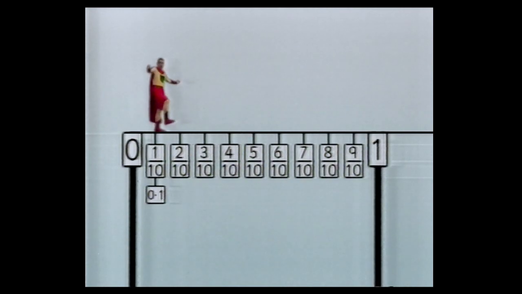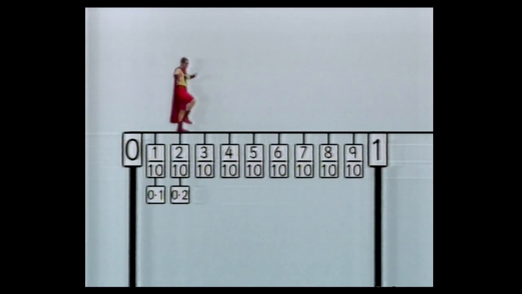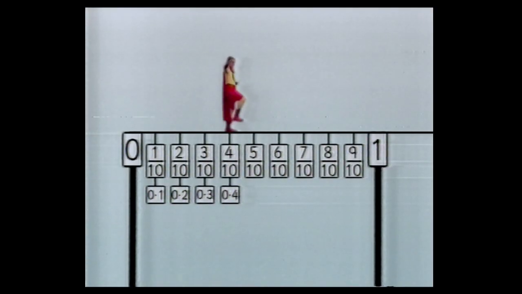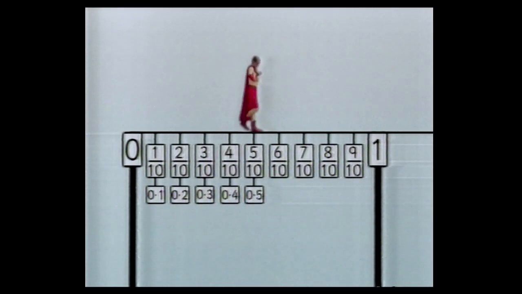0.1. Well, I never. 1/10 is the same as 0.1. 0.2. 2/10 is the same as 0.2. See if you can call out what's next. 0.3. 0.4. 0.5. 0.5? I know 5/10 is the same as a half, so I wonder if 0.5 is the same as a half. Best foot forward.